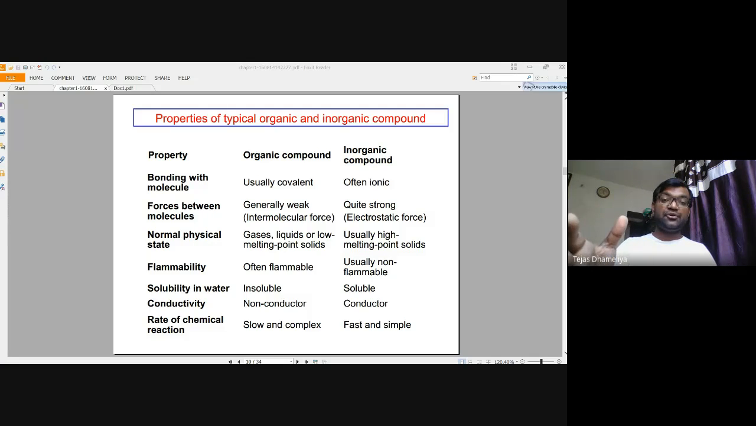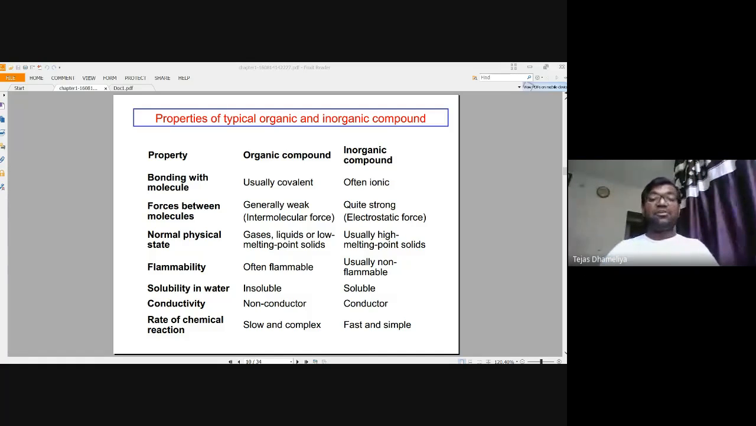You might have read in the newspaper last week that there was a fire in one of the factories in Ahmedabad. I will not give the name, but it happened there. So this fire is because of what? Maybe some organic compounds were there and it immediately caught fire, and then it could burn the whole factory.